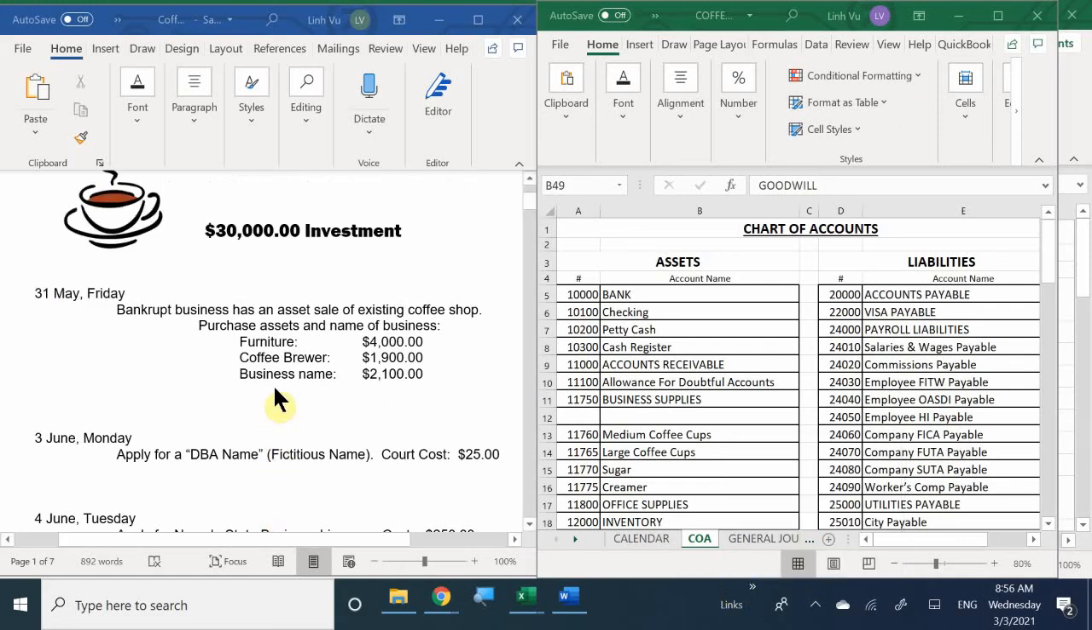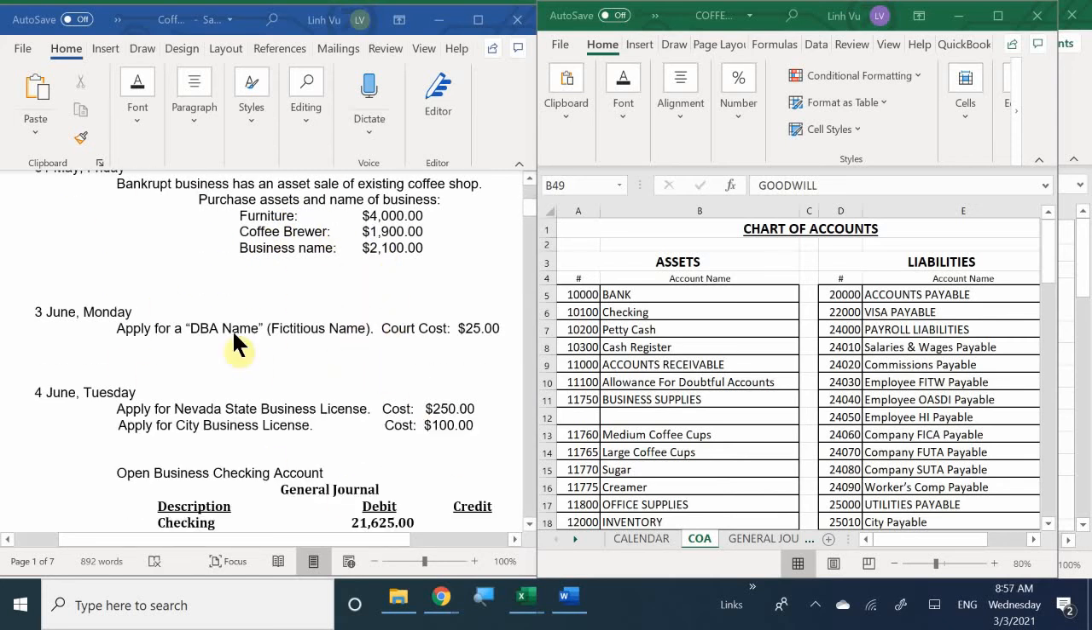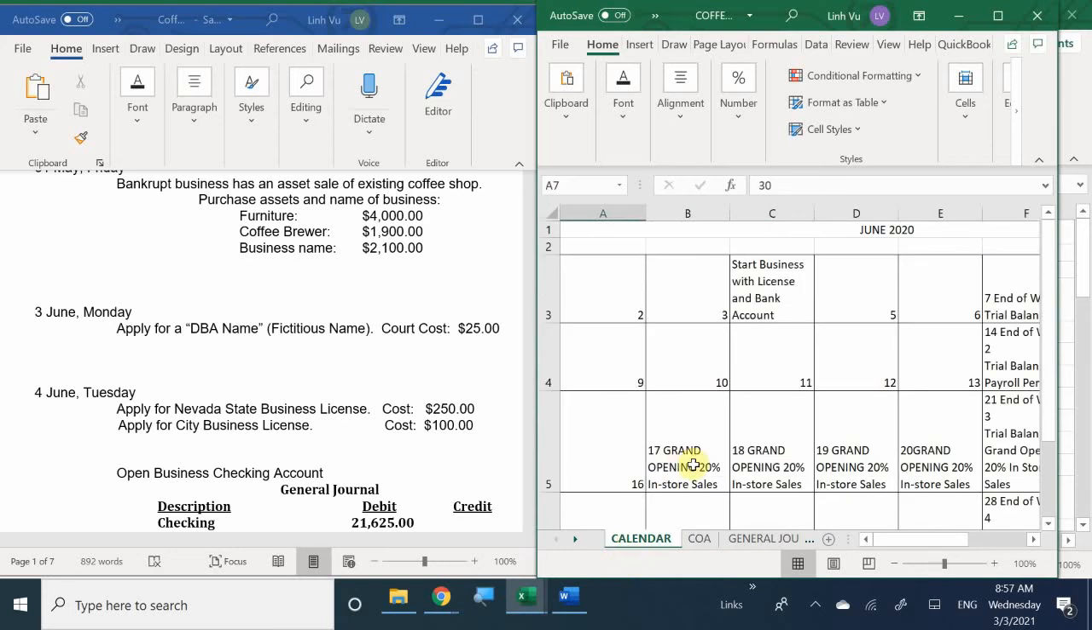All right. So now that I acquired the business location and its assets, I changed my name and I applied for both the business license from the state and the county. Now, the question is, when can you actually officially start doing business? Right now, I'm just building my business. Okay? I won't start until the 17th of June, as I recall right here, because right now I just applied for just the business license.